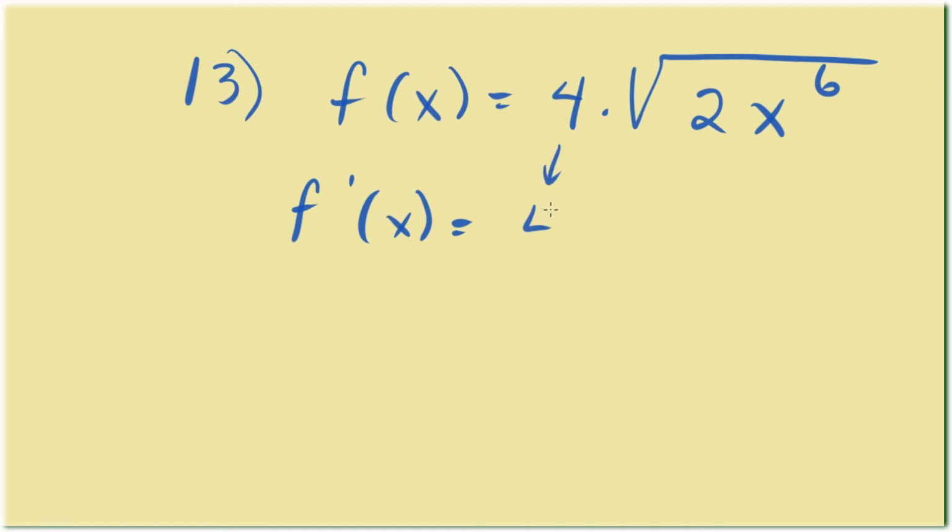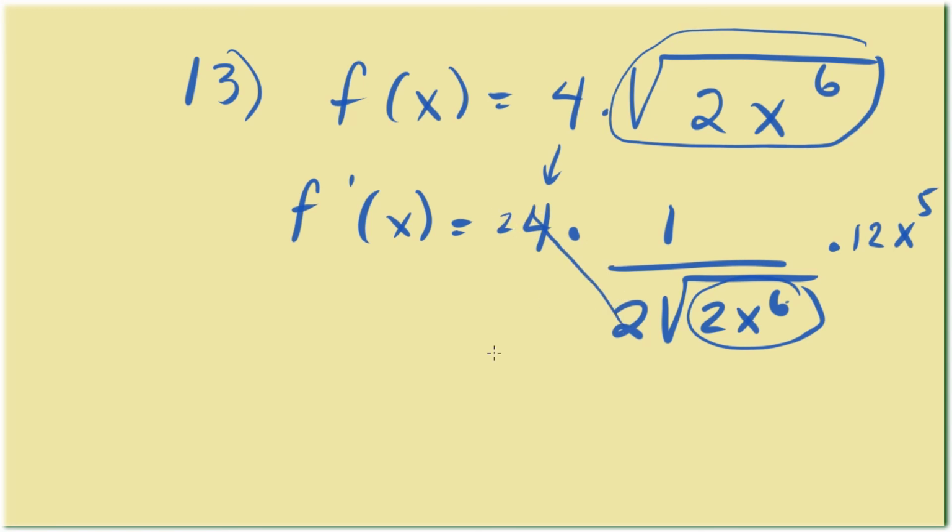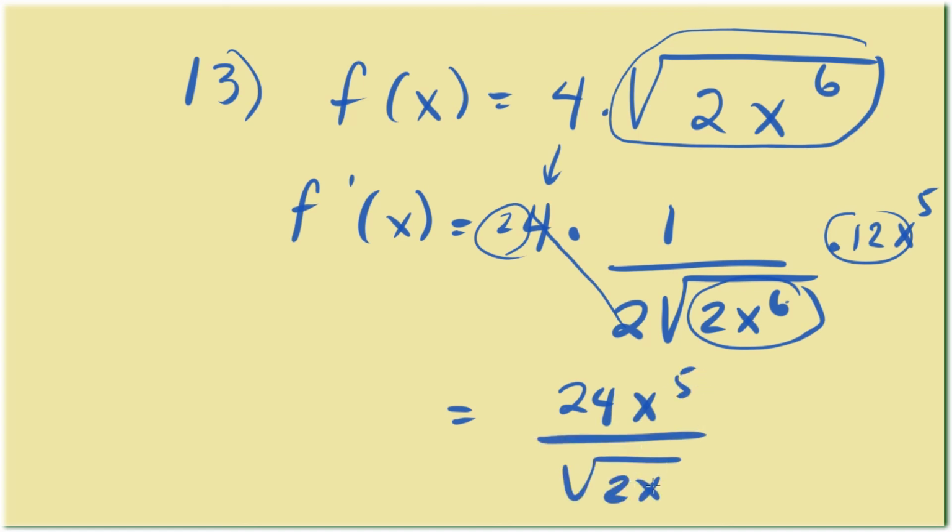So this is constant, so we can just bring it down and then apply what you just memorized involving the square root, okay? Which is what? 1 over 2 square root of 2x to the 6, and then multiplied by what? The derivative of 2x to the 6, which is 12x to the 5th. Okay, so we can start simplifying this 4 and 2, just 2, okay? And then 2 times 12 is going to be 24 x to the 5th over square root of 2x to the 6.